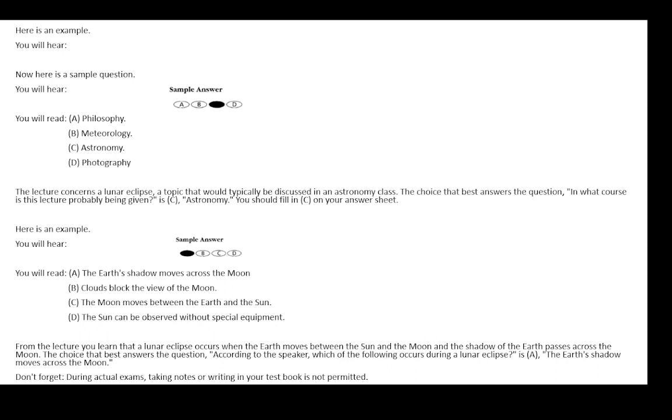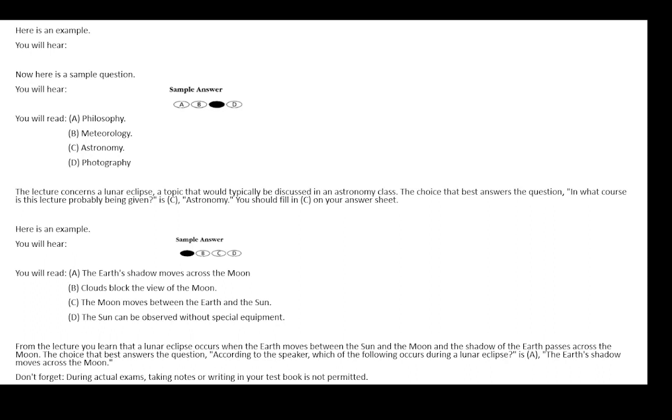You will hear, according to the speaker, which of the following occurs during a lunar eclipse? You will read, A, the Earth's shadow moves across the moon. B, clouds block the view of the moon. C, the moon moves between the Earth and the sun. D, the sun can be observed without special equipment.